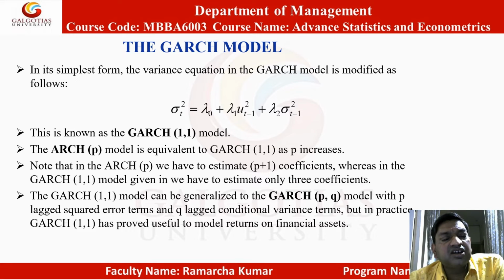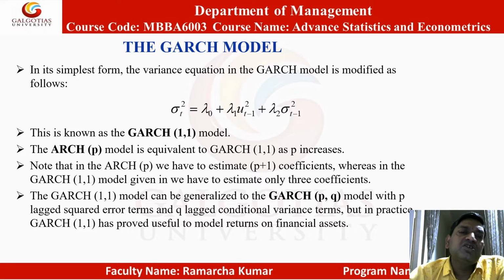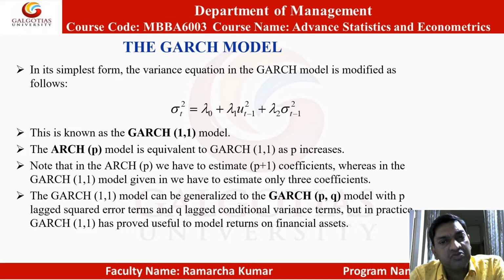So when we write the GARCH model in its simplest form, the variance equation in the GARCH model is modified as follows. Sigma square t is equal to lambda naught plus lambda 1 u square t minus 1 plus lambda 2 sigma square t minus 1. Notice this is known as the GARCH(1,1) model because it involves 1 lag period for the u square t terms and 1 lag for sigma square t. That's why we only have t minus 1 and t minus 1.